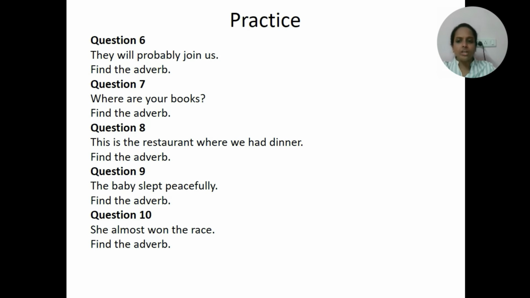And where are your books? It's an interrogative adverb, right? It's a direct question. This is the restaurant where we had dinner. So, where connects the clause and refers to the restaurant, right? So, this one is the relative adverb.